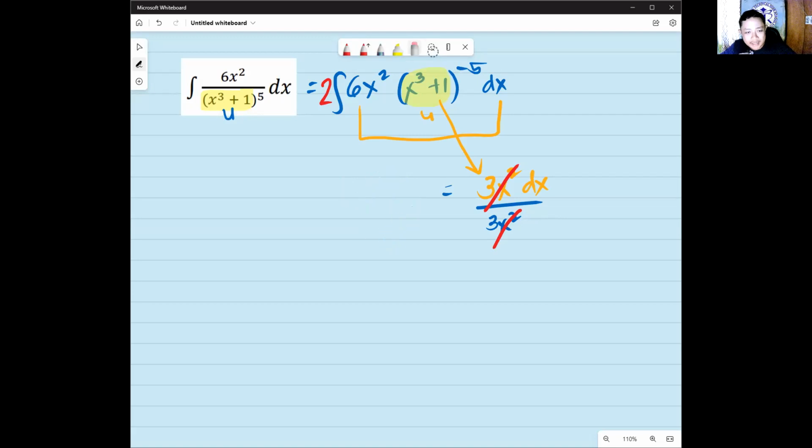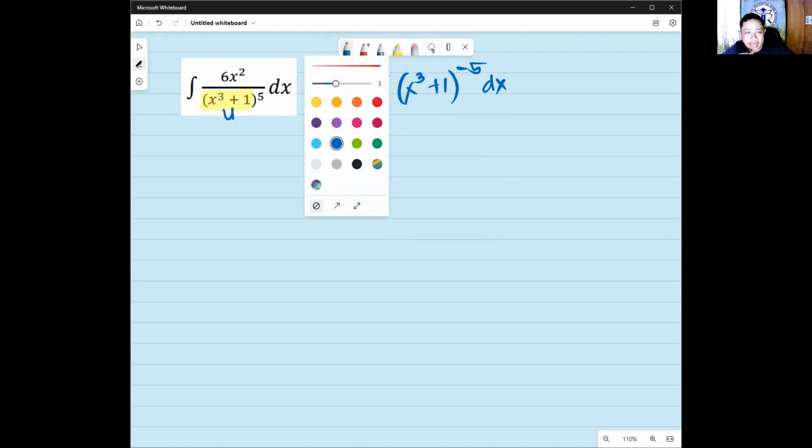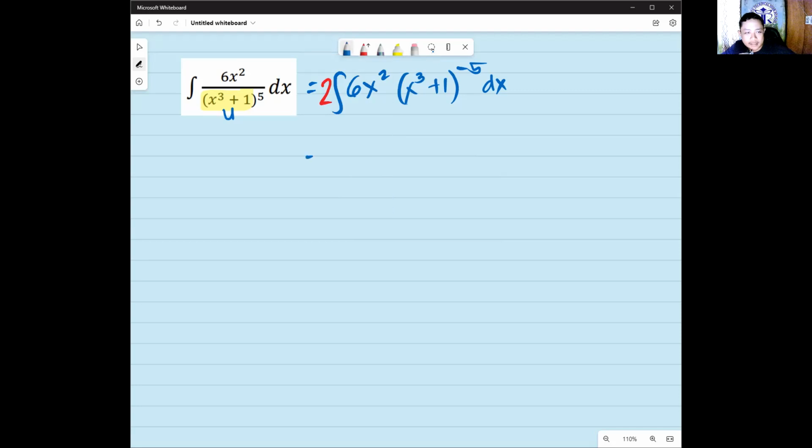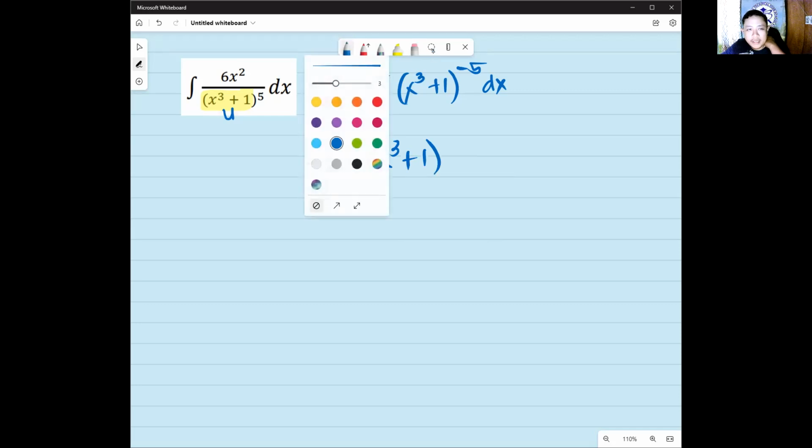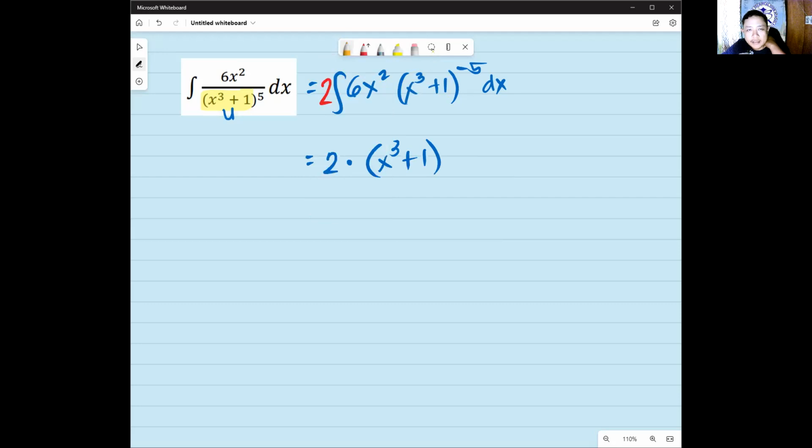So let me now erase this. You already have practiced lots of that. And now we are ready to express the antiderivative of this. So this will become 2, a weighting coefficient, times, let's now apply the general power rule. Our u will be x cubed plus 1. Can you follow? And then negative 5 here plus 1. What will be the answer?